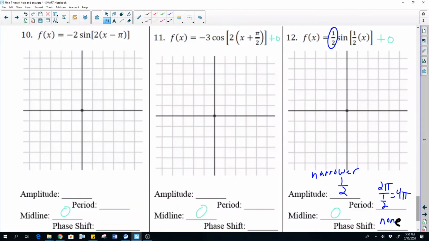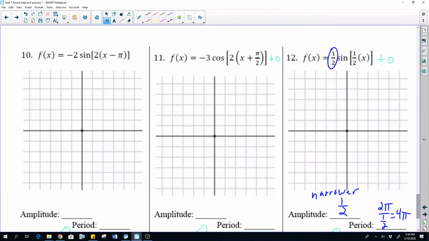So for number 11, we went ahead and need to distribute the 2 through. So we end up with negative 3 cosine, and then that's going to be 2x, because 2 times x is 2x. And then 2 times pi over 2 is going to be 2 pi over 2, where the 2's cancel.